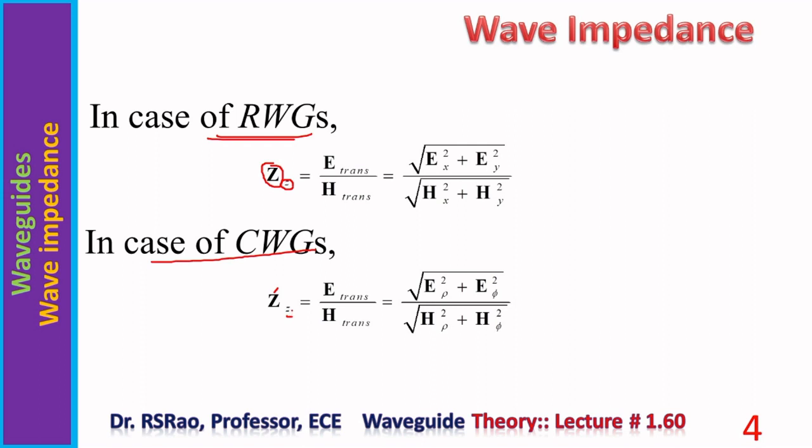In case of circular waveguides, normally we deal with the problem in the cylindrical coordinate system. Normal to the z direction, the coordinates are rho and phi. So E trans is square root of E rho square plus E phi square. Similarly, the effective transverse magnetic field is square root of H rho square plus H phi square.